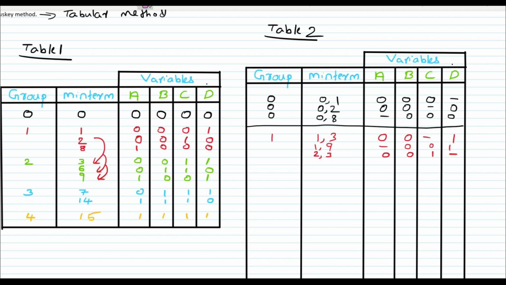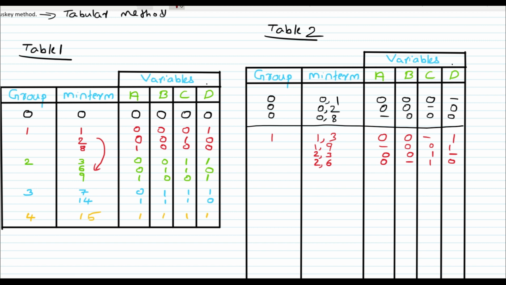Now we will compare 2 with 6. If we compare 2 with 6, can we take the pair? If we closely look, A is same, B is different, C is same, and D is same. So 2, 6 is okay with A 0, B is different, so put a dash, C is 1 for both, and D is 0 for both 2 and 6.